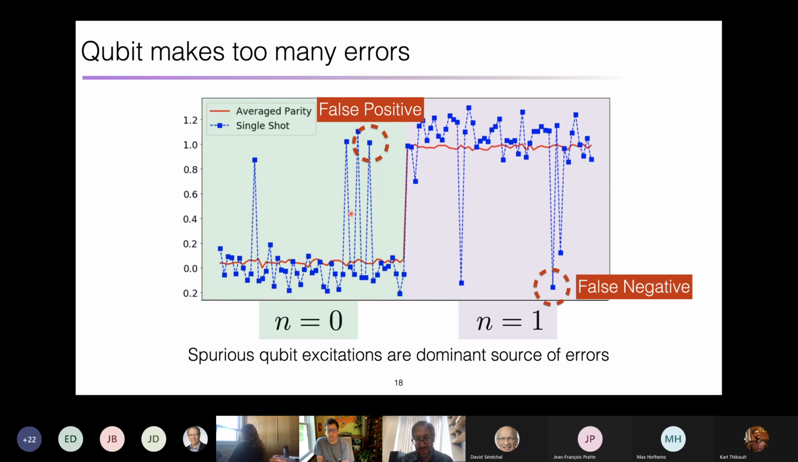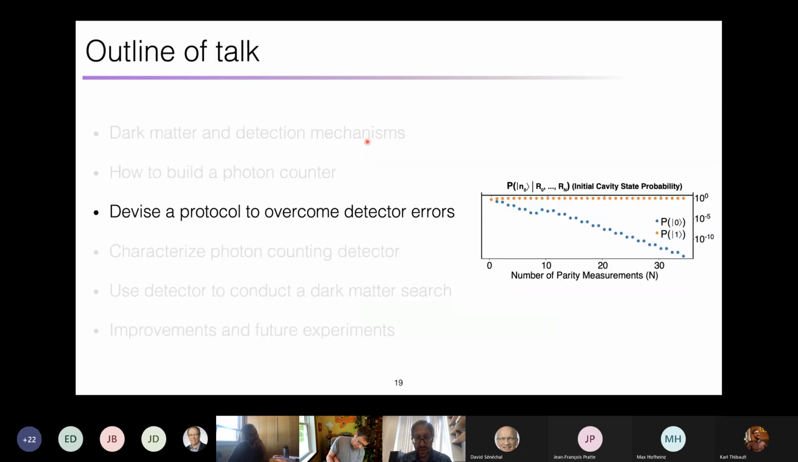And so what we need to do is figure out a way of dealing with these false positives, and ideally also the false negatives, but these are less bad because they just slow us down by a few percent. The false positives slow us down by the ratio of the rate of dark matter to the rate of false positives. So that's really bad.